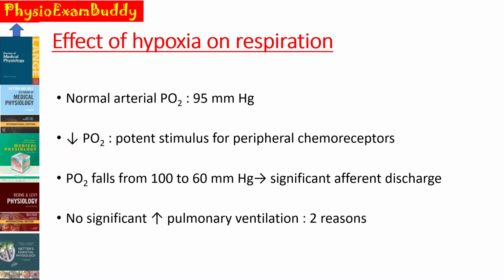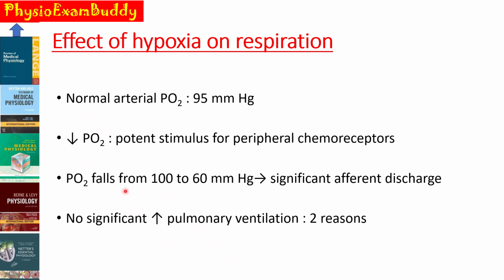Now we will see what is the effect of hypoxia on respiration. You all know that the normal arterial partial pressure of oxygen is 95 millimeters of mercury. A decrease in this PO2 is a potent stimulus for which chemoreceptors? It is the peripheral chemoreceptors, because hypoxia is the potent stimulus for peripheral chemoreceptors, whereas hypercapnia has a major effect on the central chemoreceptors. So whenever there is a decrease in the PO2, the peripheral chemoreceptors get stimulated.